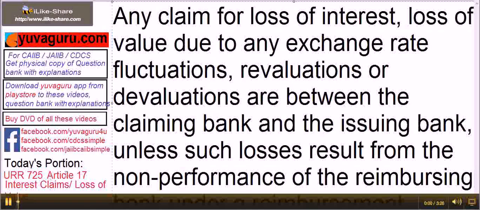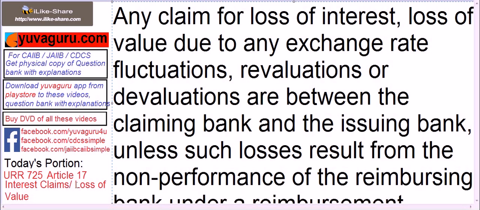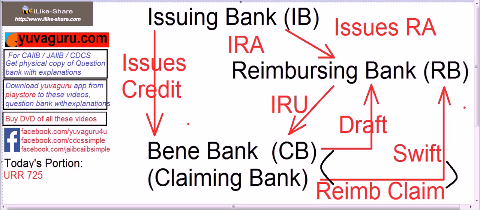Article 17. Let's study Article 17, URR 725, interest claims loss of value. Any claim for loss of interest, loss of value due to any exchange rate fluctuation, revaluations or devaluations are between the claiming bank and the issuing bank. This is the first half. Let's look at the first half only now.